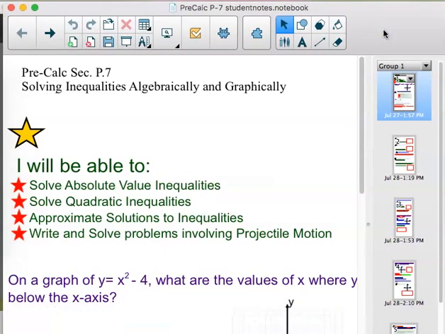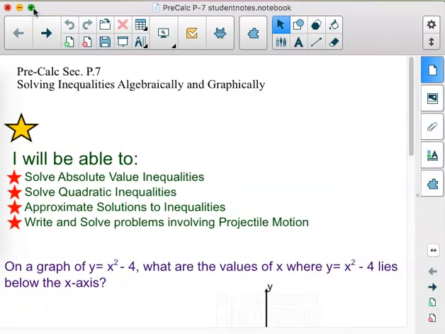All right. So P-7 has us solving inequalities algebraically and graphically. That was why I asked you to have that graphing calculator handy. And the things you were pre-rating yourself on in the yellow lesson objectives would be solving absolute value inequalities. That is a skill that you had in Algebra 2. In fact, we just covered it at the end of Chapter 1. So it's been a while, but you had that skill.